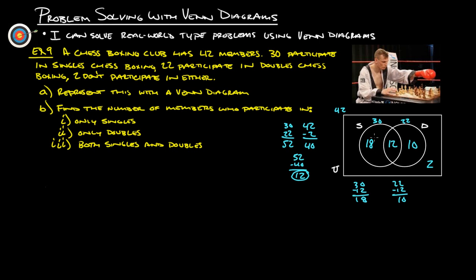Okay, now that we've got this all filled in, that will make figuring out these questions a lot easier. So I'm going to get rid of the 30 and the 22. That was just to help us figure out everything in here. So represent this with a Venn diagram. Did that. Find the number of members who participate in only the singles. So only singles would be 18. Only doubles would be the 10. And then both singles and doubles, that's this 12. So see, this becomes really straightforward once you have all your numbers filled in there.